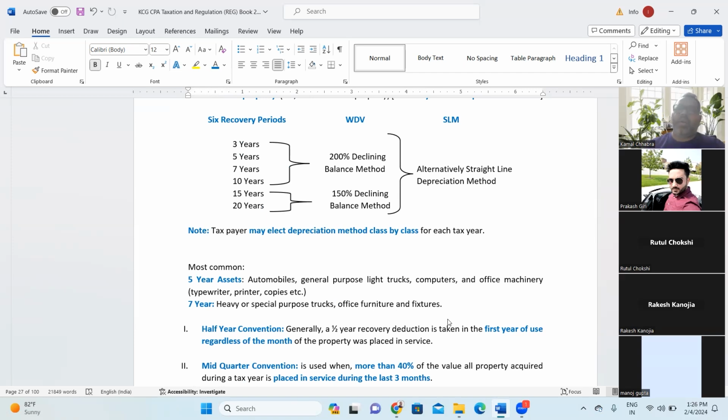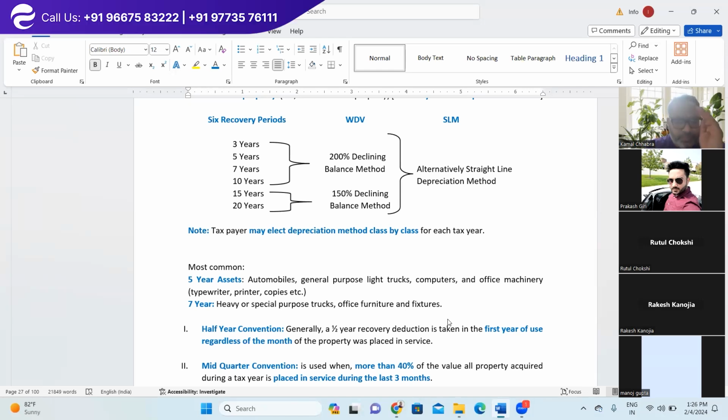So, the block of asset concept, which you call it in India, in the US they call it life, based on classes based on life. So life is defined as 3 year, 5 year, 7 year, 10 year, 15 year, or 20 year. There are two types of assets: real assets and personal assets. Real assets are further classified into two categories: residential and non-residential. For residential, the life is 27.5 years. For non-residential, 39 years. Right? So accordingly, you need to charge the depreciation.